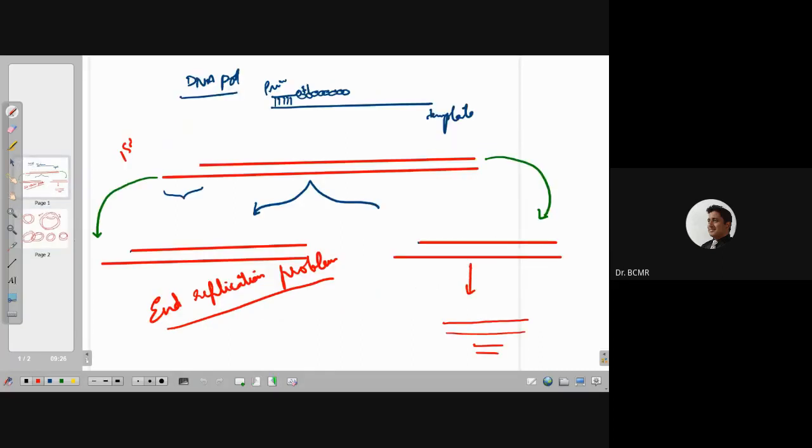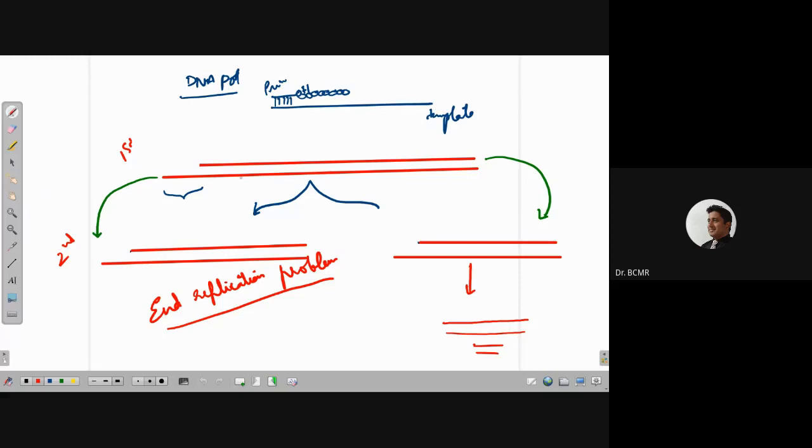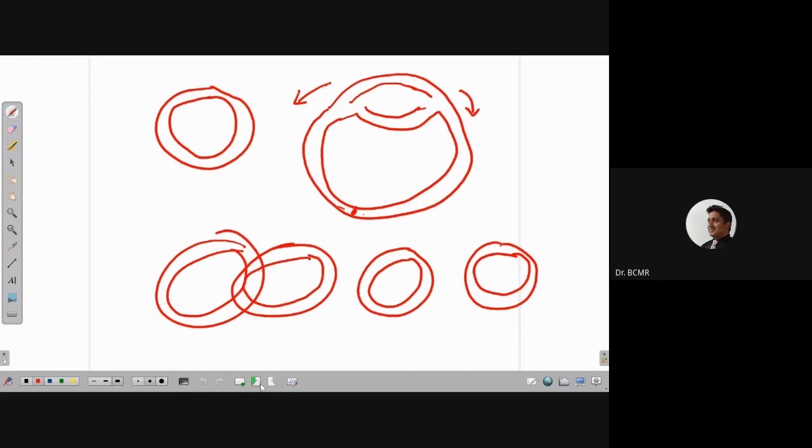Whereas for linear ones, there is always a problem, because the ends of the DNA molecule cannot be synthesized by DNA polymerase. Why can't DNA polymerase do that? Because it has a dependency on 3' OH. It cannot by itself initiate replication. It cannot initiate polymerization. It needs a 3' OH. There is an obligate dependency for it. Then how is it resolved is what we want to talk about.